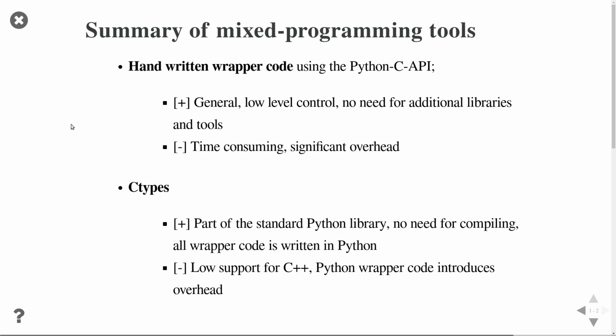There's ctypes. ctypes is part of the standard library, so there's no need to install additional dependencies. It's a little bit better than writing the wrapper code by hand, but it's still a lot of overhead. The resulting code is still quite non-readable and quite lengthy.